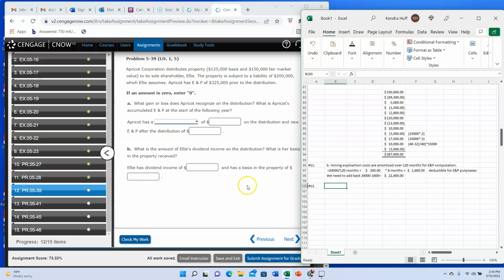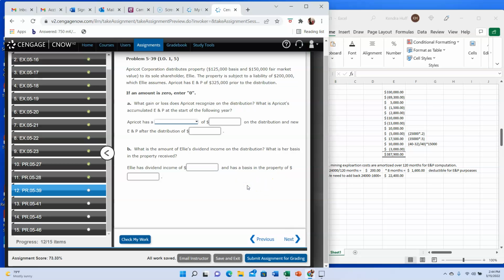Apricot Corporation distributes property, $125,000 basis and $150,000 fair market value to its sole shareholder, Ellie. The property is subject to a liability of $200,000, which Ellie assumes. Apricot has E&P of $325,000 prior to the distribution. What gain or loss does Apricot, the corporation, recognize on the distribution? What is Apricot's accumulated E&P at the start of the following year?